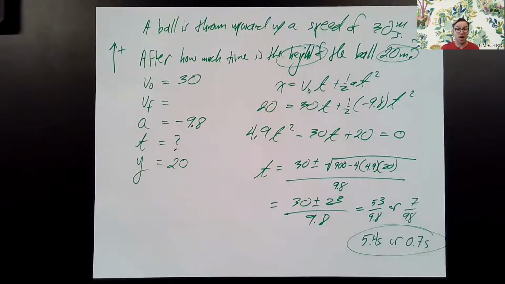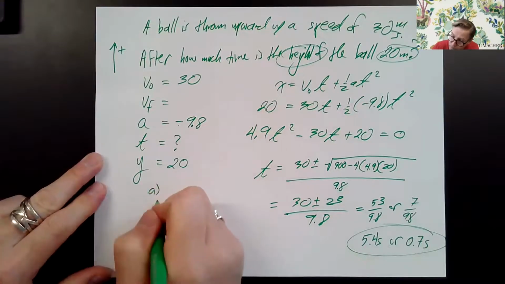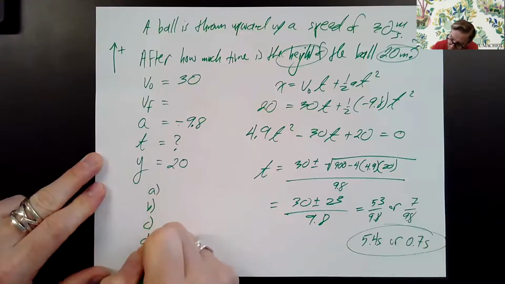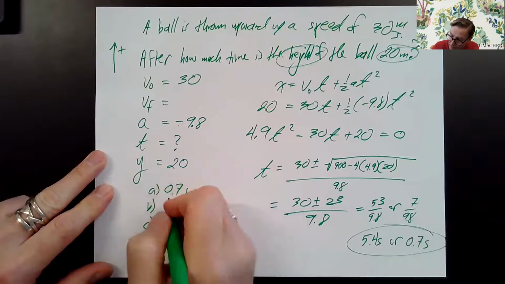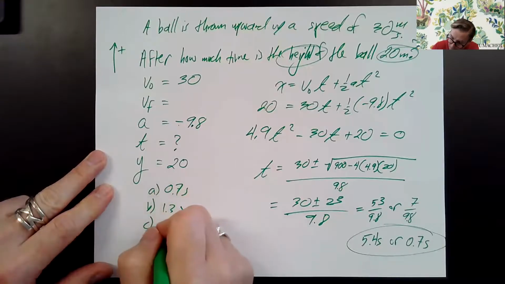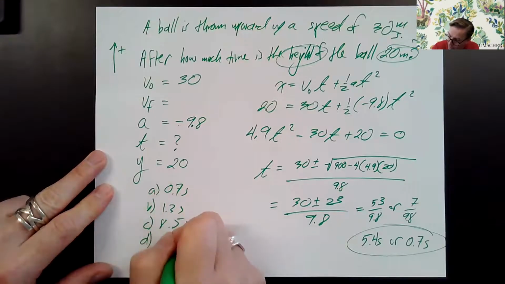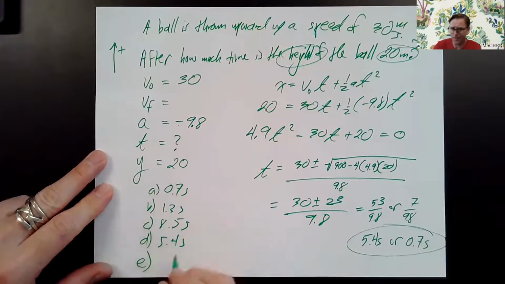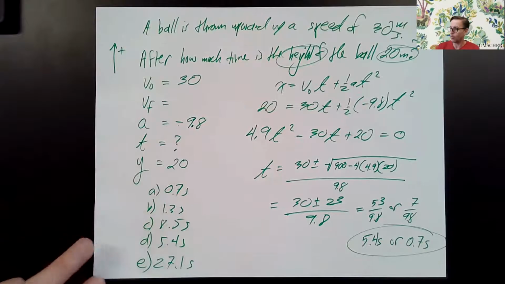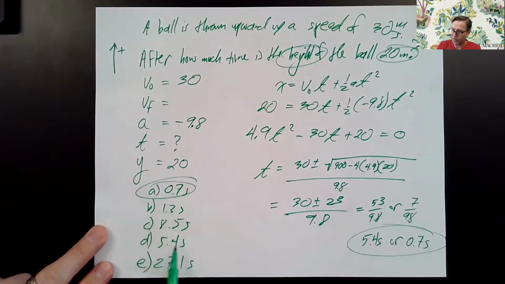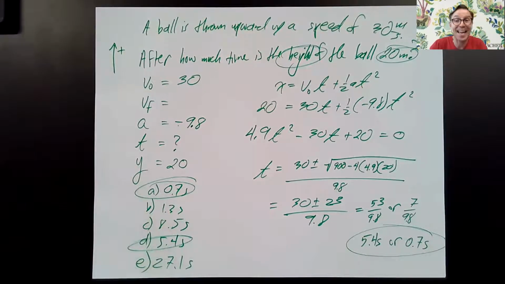So this is the kind of problem where there are 2 answers. If the multiple choice answers were A, B, C, D, and E, and it were 0.7 seconds and 1.3 seconds and 8.5 seconds and 5.4 seconds, I don't know why they're in a weird order, and 27.1 seconds, well, 0.7 and 5.4. I would pick both A and D, 2 answers.